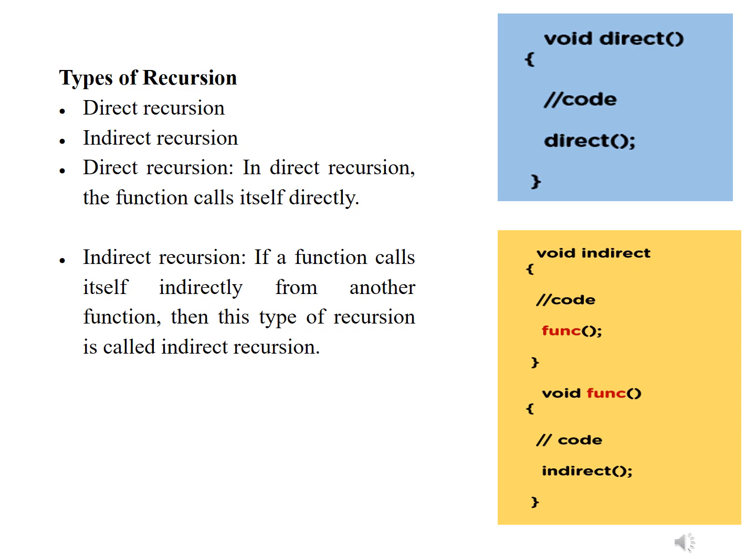In the void direct function, direct itself is called, that is a self call, so it is direct recursion. In indirect recursion, we have written the example: void indirect function will call void function. This function is calling the indirect function. So function indirect is calling function, and function is calling indirect. So two different functions, indirect and function, are calling each other interchangeably. That is called indirect recursion.